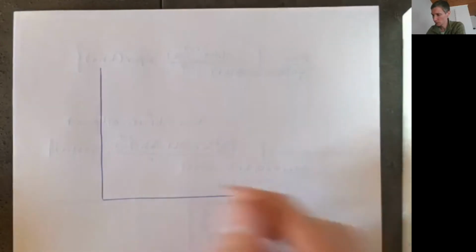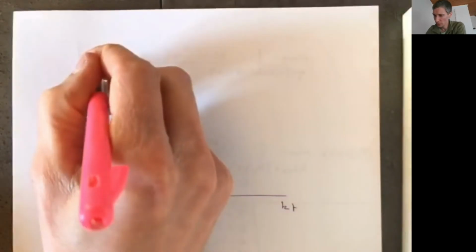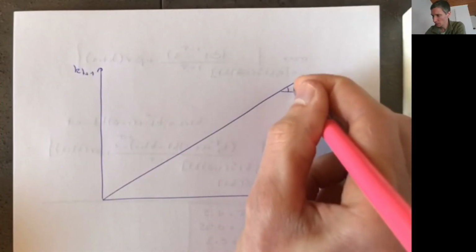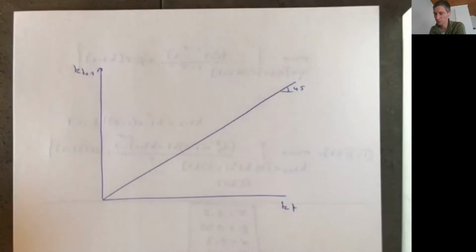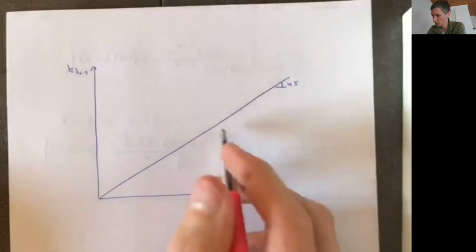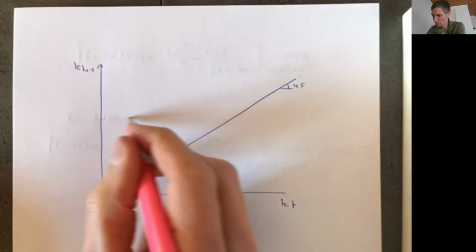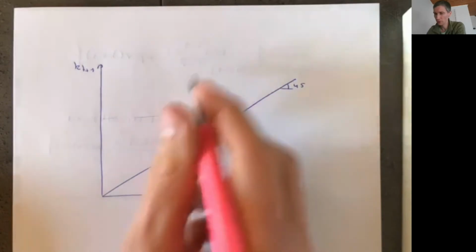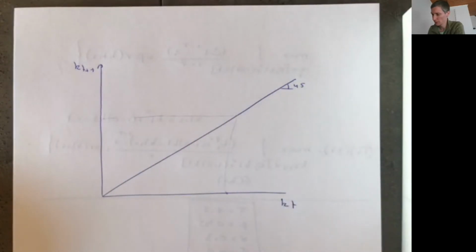Okay, so basically this is the capital stock today, and this is the capital stock tomorrow. And let me put here the 45-degree line. Okay, so here I have the 45-degree line, which means that the capital stock tomorrow I can easily project onto the capital stock today to iterate this process over again.